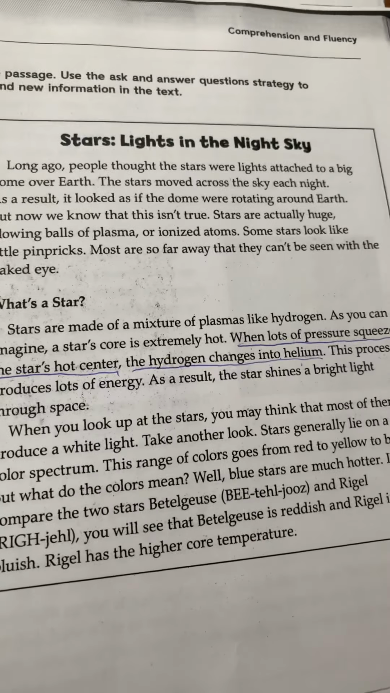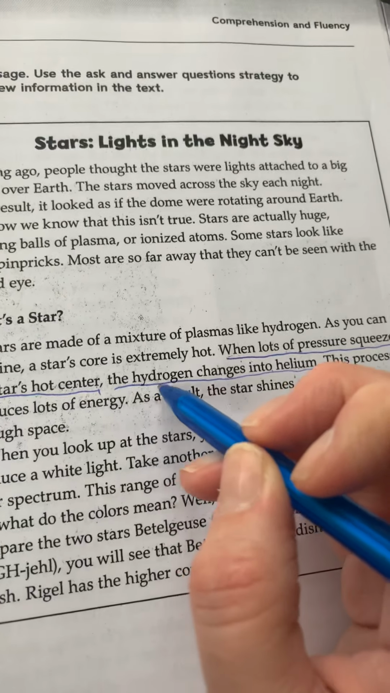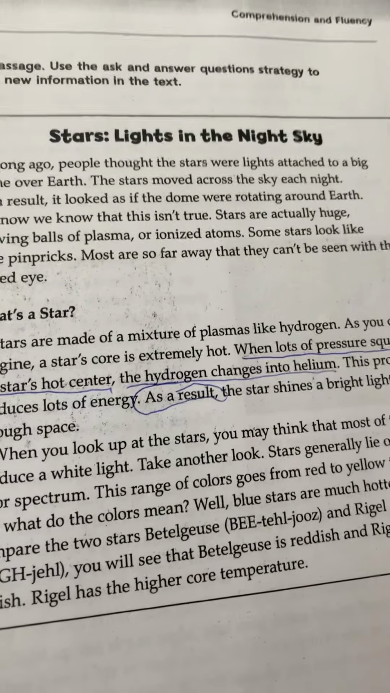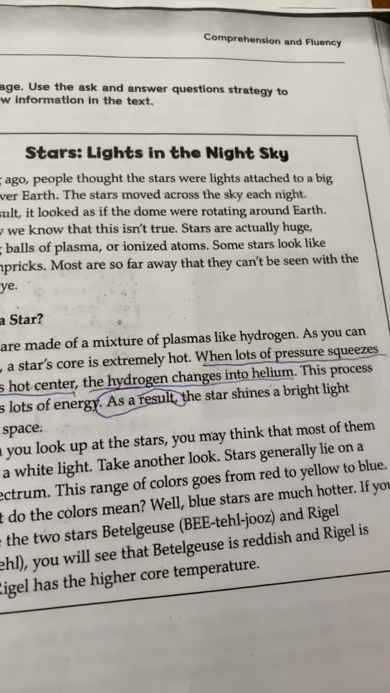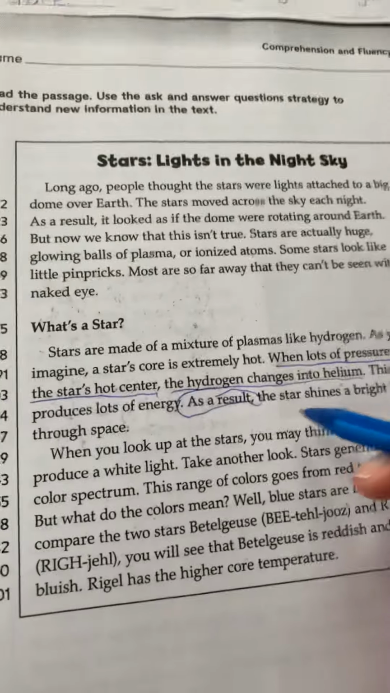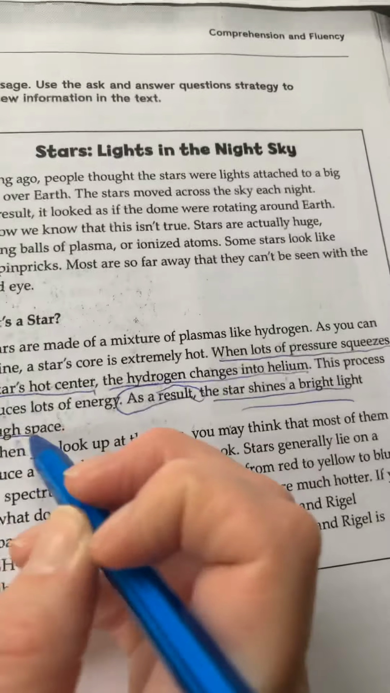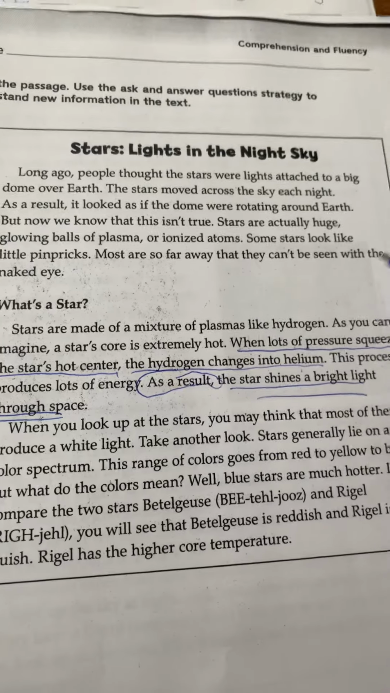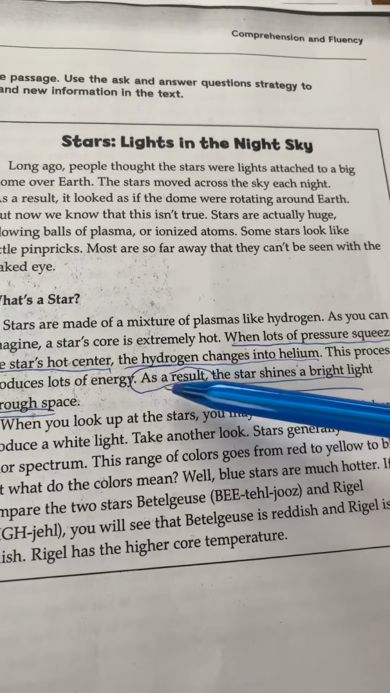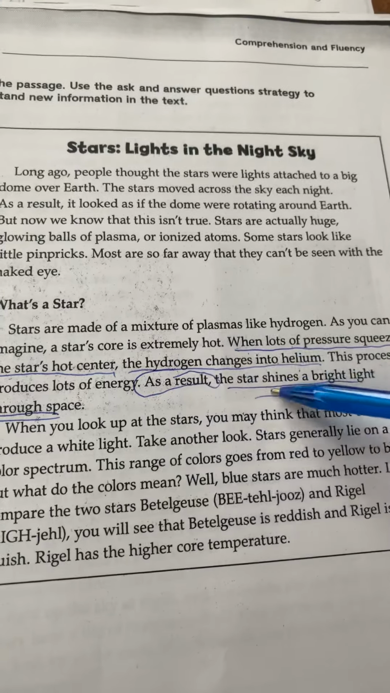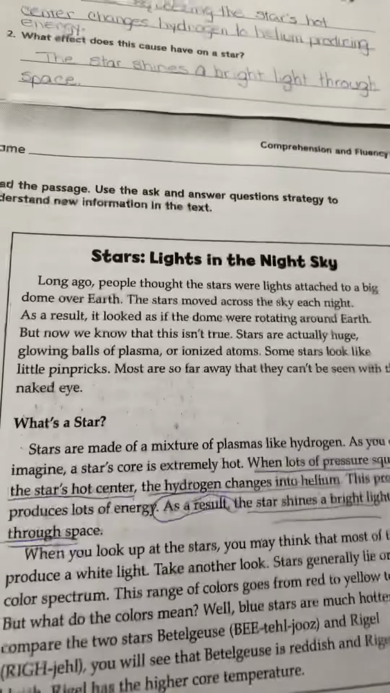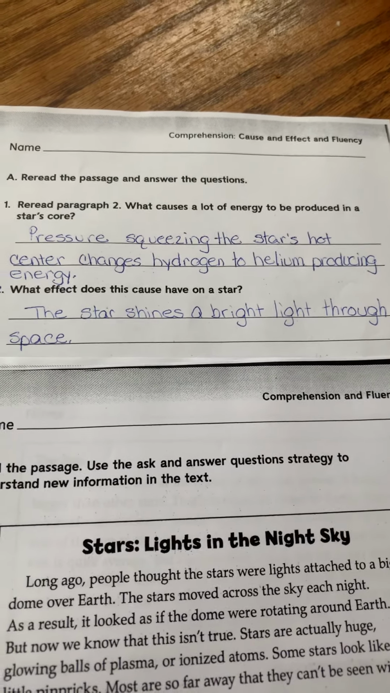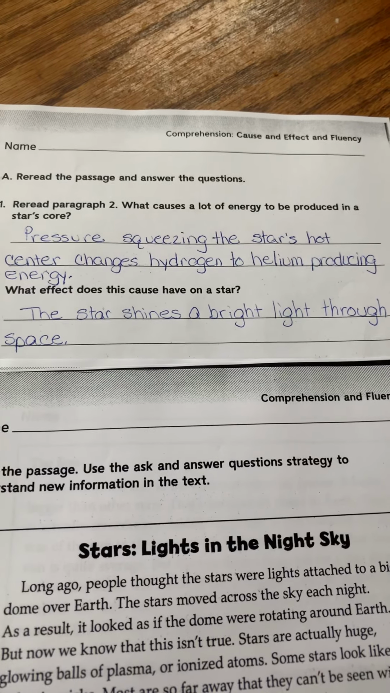As we look back at our story, we have some keywords right here. As a result, that's kind of like saying because of that, the star shines a bright light through space. Remember, we have clue words that help us identify our cause and effect. So because this happened, as a result, or because of that, the star shines bright through space. So when I go back here to my question, what effect does this cause have on a star? It's that the star shines a bright light through space.